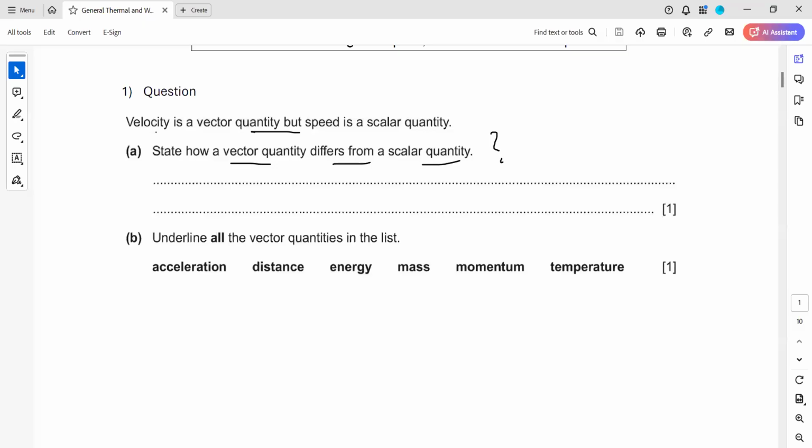You can annotate on the screen. You can use chat. You can use mic. You can also use a chat to answer. Yeah, that's right. So velocity, how does a vector quantity differ from the scalar quantity?